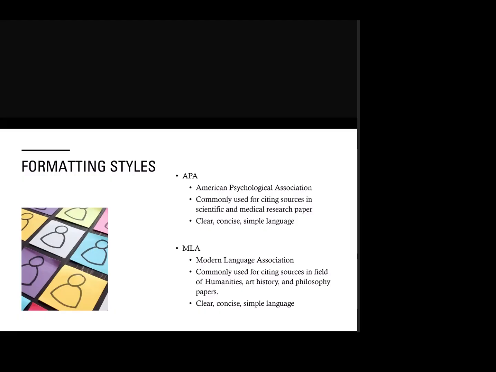Another common formatting style is the Modern Language Association, which is called the MLA, which is commonly used for citing resources when you're writing papers in humanities, art history, or philosophy. This also provides standardized, clear, and concise way of writing that provides the reader the understanding of what you are trying to convey in your papers.